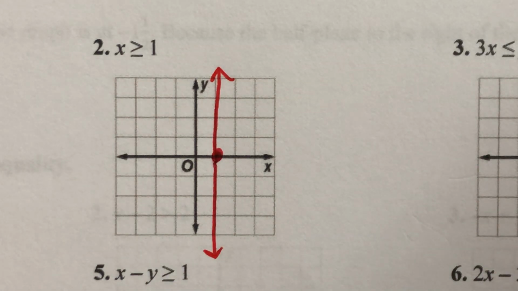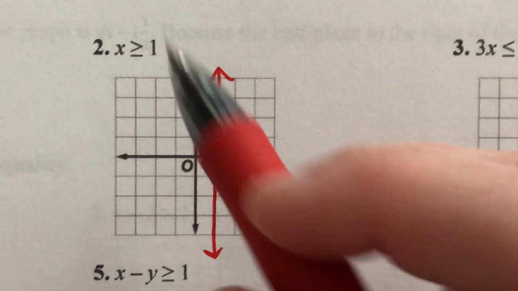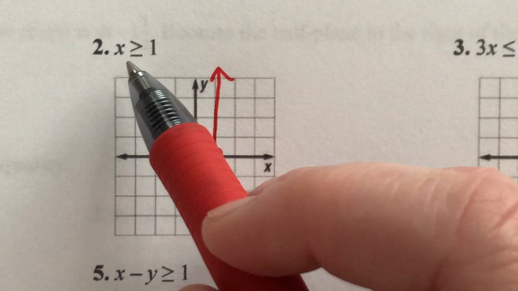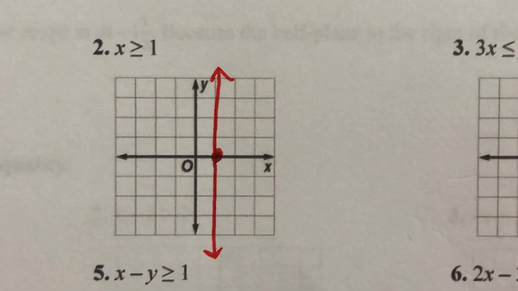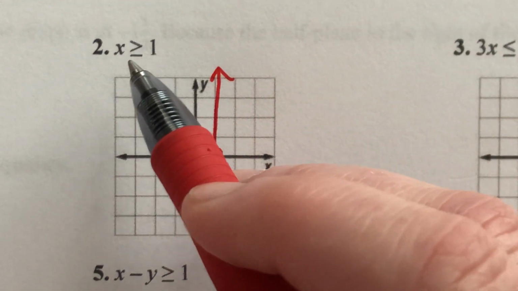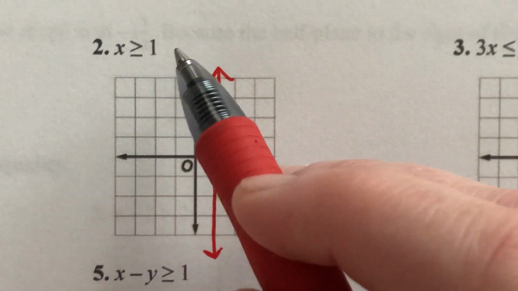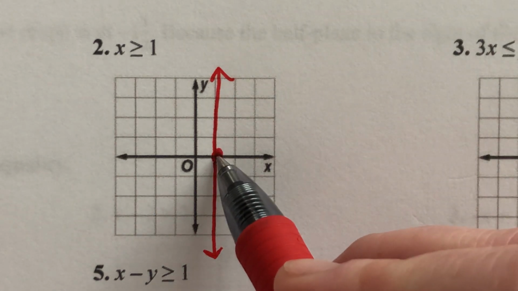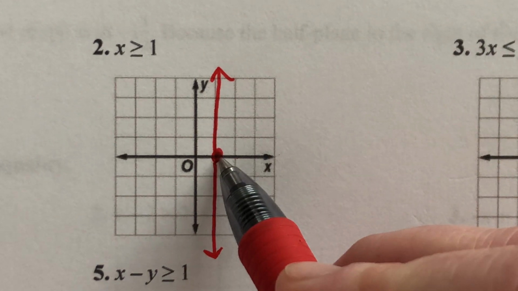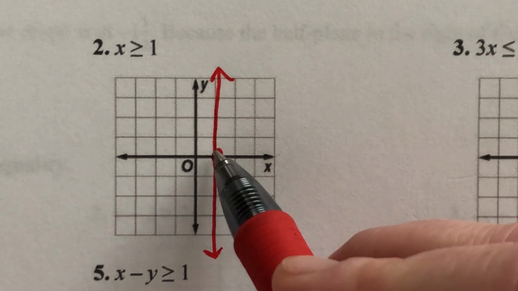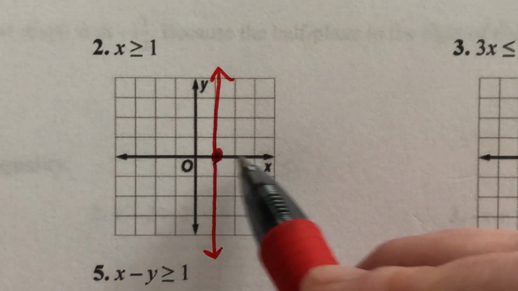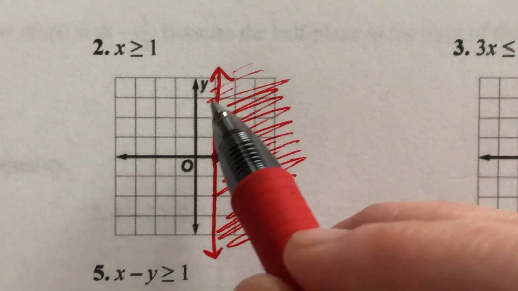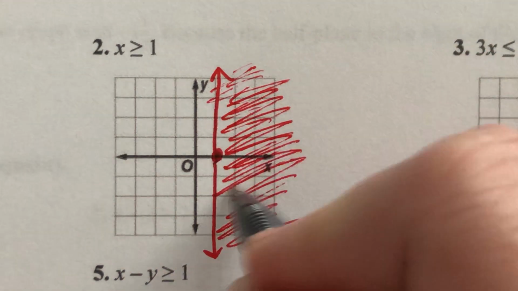So how do I know which side to shade? Because remember, there's not just one solution to an inequality, there's infinite solutions. x can be any number greater than 1, right? So where are all the numbers greater than 1? Where are all of the points that have an x value bigger than 1? Are they over here? Are they over here? Well, in our x-axis, this way it goes up 2, 3, 4, and this way it goes down 0, -1, -2. These numbers are less than 1. These numbers are bigger than 1. So I'm going to shade all of this. Everything to the right of my line.